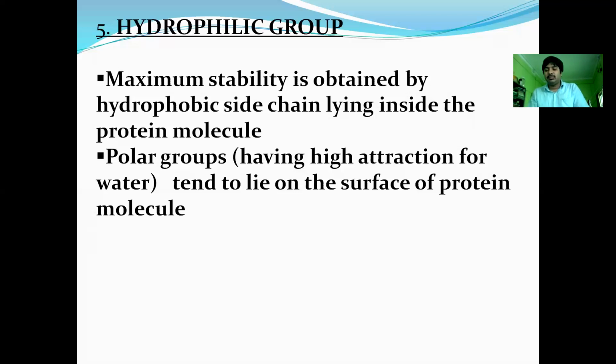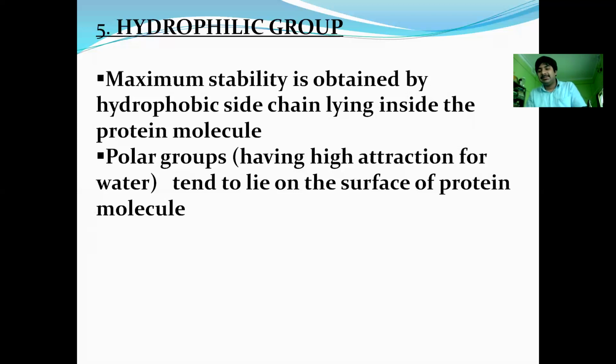Hydrophobic side chain. So protein consists of two groups. What are the two groups? One is hydrophobic side chain and another is hydrophilic group. Hydrophobic means it does not attract water, means it hates water. So it lies inside the protein molecule. Next, hydrophilic groups means it loves water. So it lies on the surface of the protein molecule and attracts water.